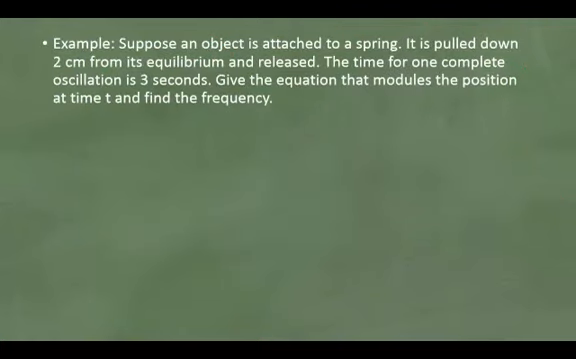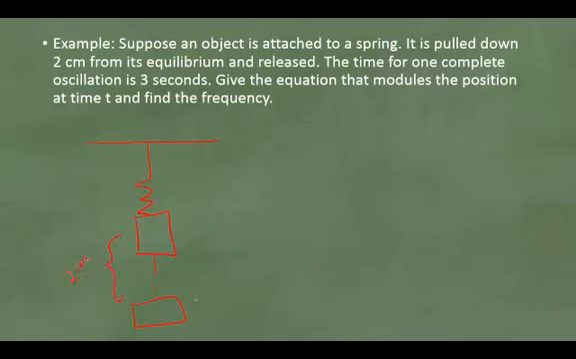Right, so suppose an object is attached to a spring. It is pulled down 2 centimeters from its equilibrium and released. So now we have something that's attached to a spring. Some object weighs some amount, and it's pulled down 2 centimeters. Here it's just at rest, but it's pulled down a total of 2 centimeters.